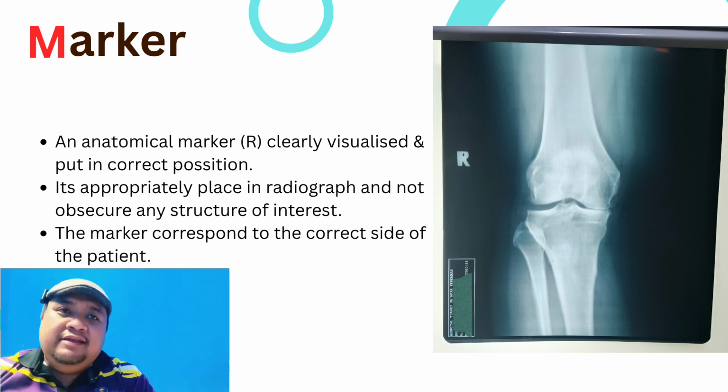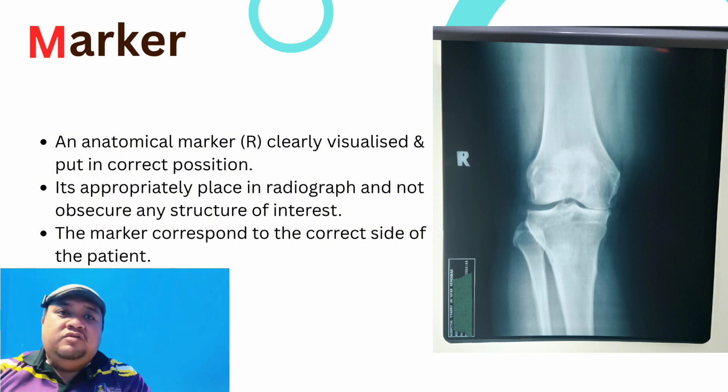The third one is the marker corresponds to the correct side of the patient, meaning this was indeed the right knee and the label confirms it. Always remember, a missing or wrongly placed marker can lead to a serious interpretation error, especially in trauma or surgery cases. So, this step, although small, is crucial for legal, diagnostic, and professional purposes.